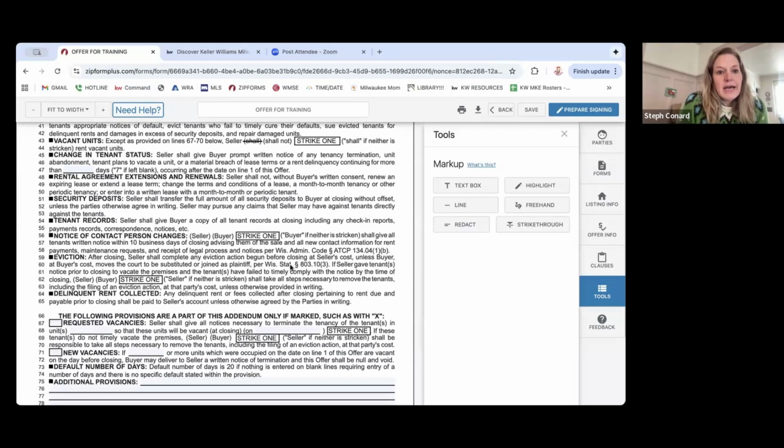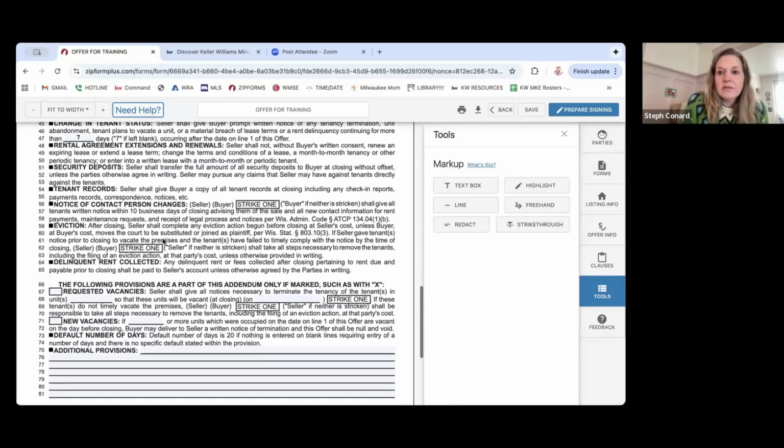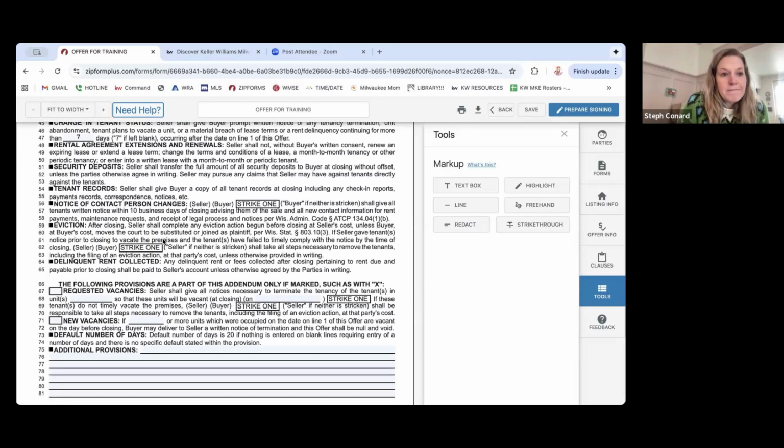The change in tenant status. The seller shall give buyer prompt written notice of any tenancy termination, unit abandonment, tenant plans to vacate a unit, or a material breach of lease terms continuing for more than blank days occurring after the date on line 1. So this is just saying, and it's defaulted to this, if something happens with one of the tenants, you have to let me know, Mr. Seller, and keep me apprised of the situation. Again, that's a nice protection for the buyer.